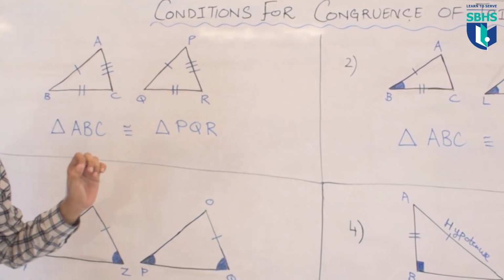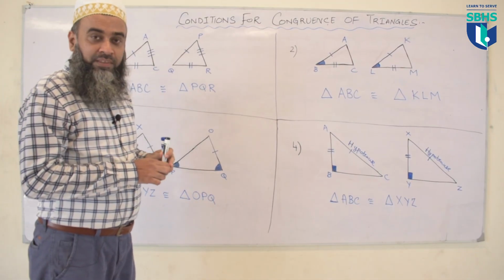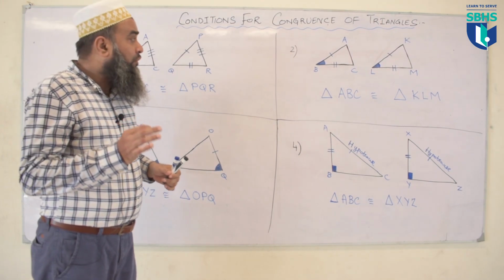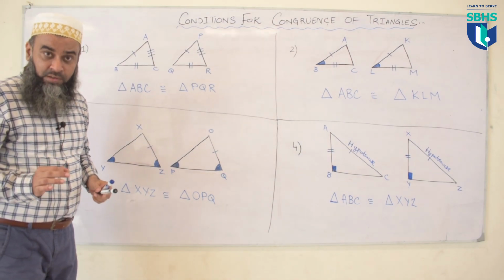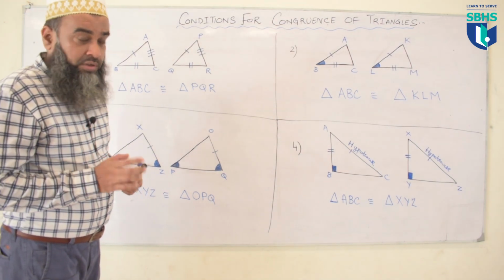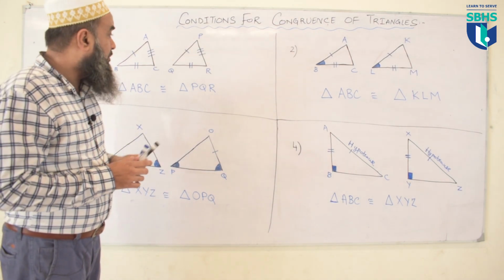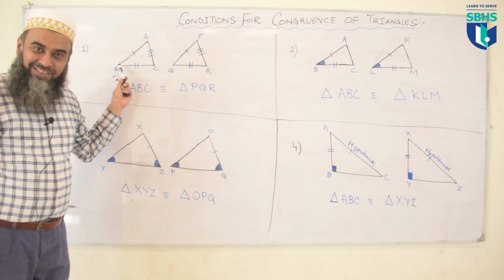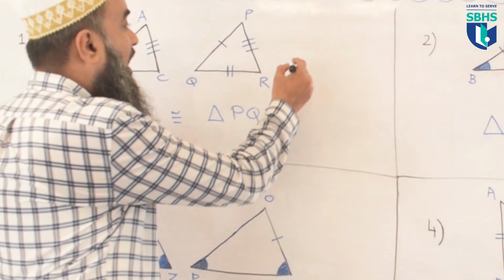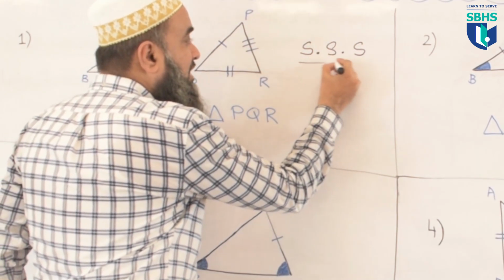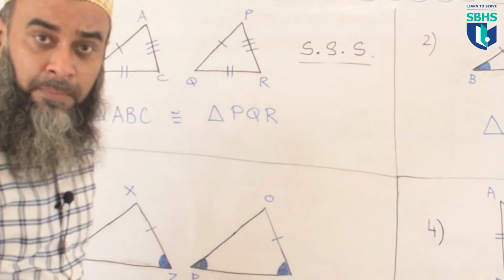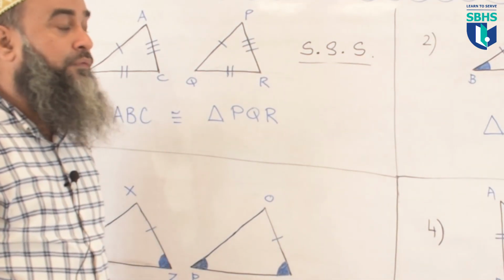So both are congruent. Now we want to figure out the theorem behind the first condition. The theorem is very important. The first congruence theorem that applies to the first condition is SSS. This is the first theorem that applies to the first condition of congruence of triangles.